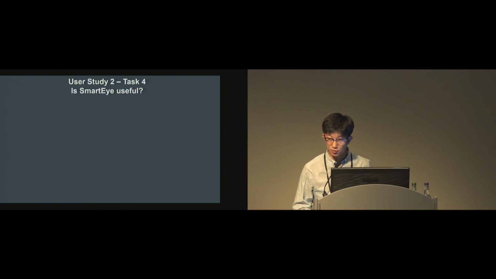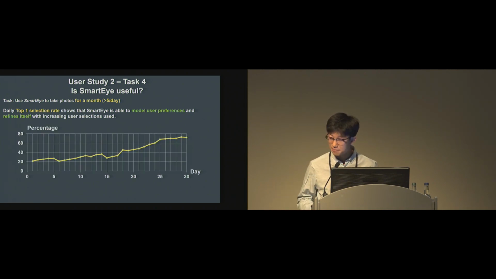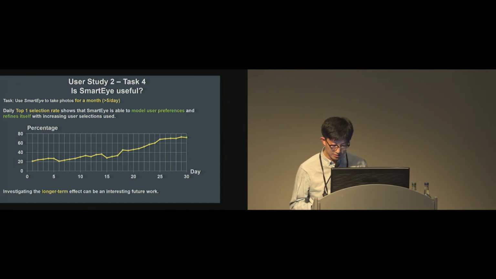We then conducted the fourth task. In this task, we let each participant use SmartEye continuously for months. Each participant is required to take at least 5 photos every day with SmartEye. We recorded the selected composition every day and calculated the average top 1 selection rate of 16 participants in each day. Daily top 1 selection rate shows that SmartEye is able to model user preference and refine itself with increasing user preference data. Maybe investigating a long-term effect can be an interesting future work.